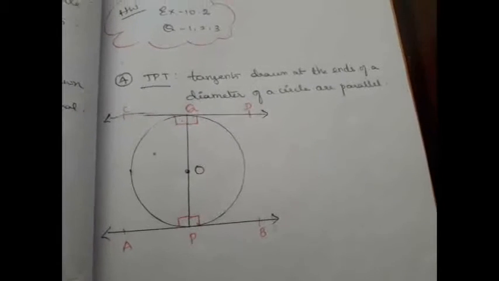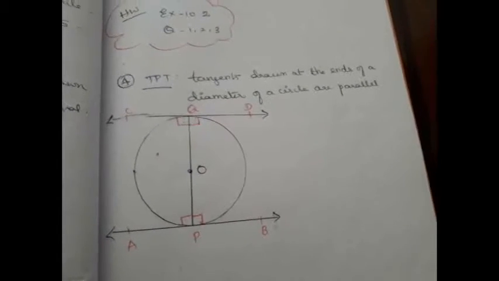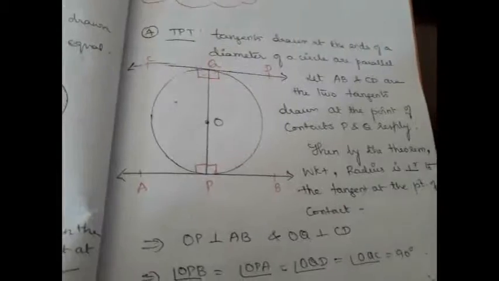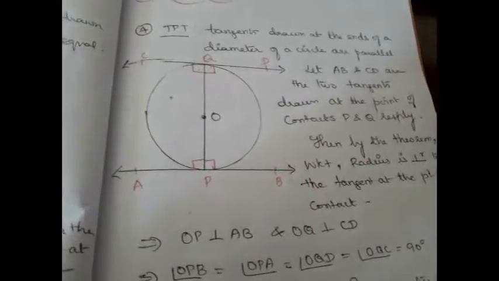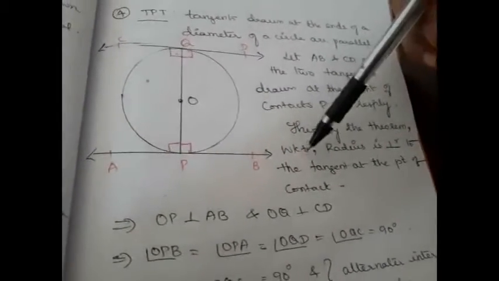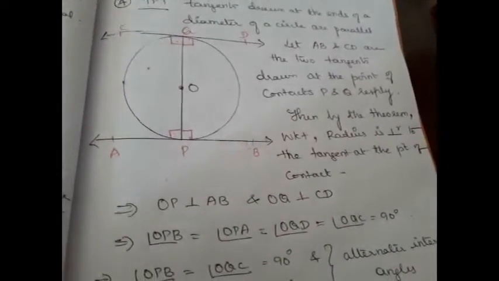Hope you understood. Let me show you how we can present this. Let AB and CD be the two tangents drawn at the points of contact P and Q respectively. Then by the theorem we know that the radius is perpendicular to the tangent drawn at the point of contact. Therefore OP is perpendicular to AB and OQ is perpendicular to CD.